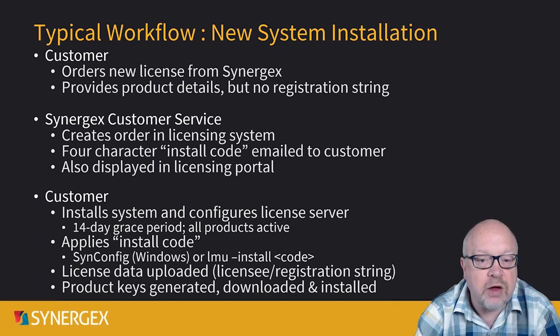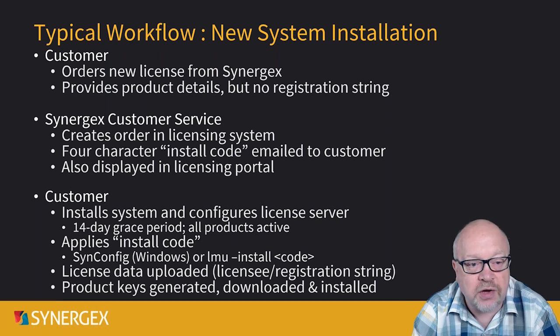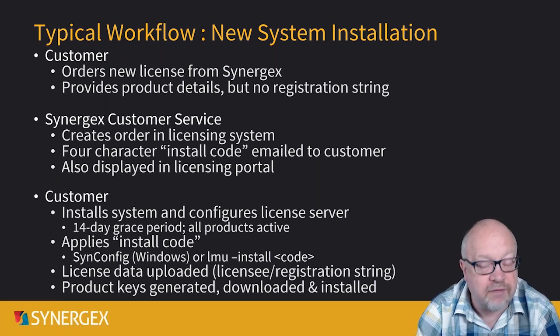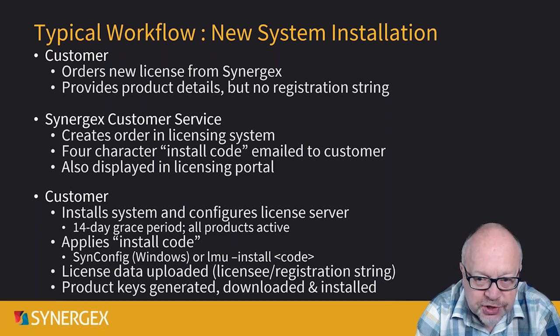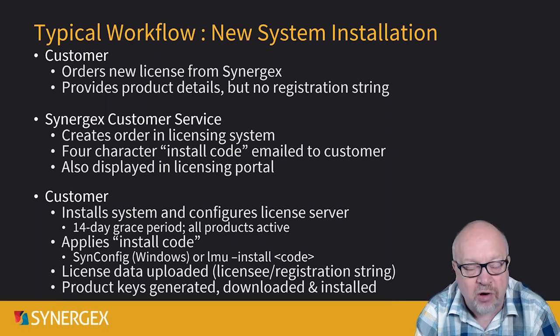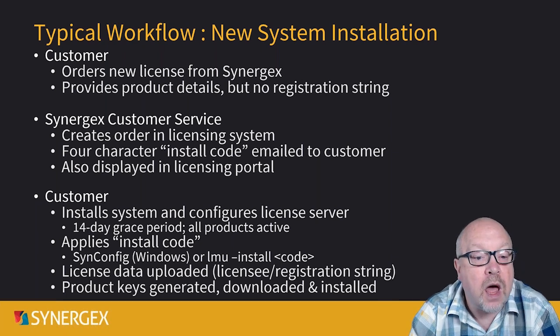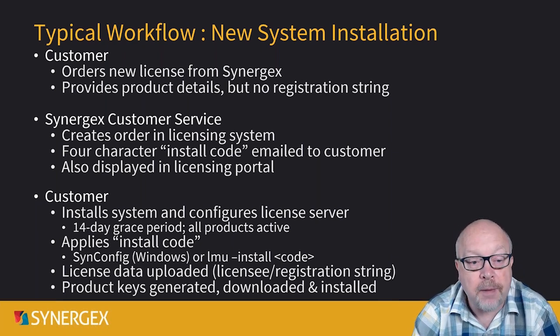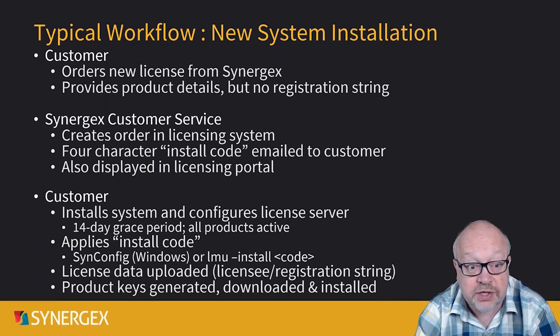So you place that new order with Synergex. You need to provide the information about the product details that you want to order, the different products, how many keys, and so on. But there's no need to provide a registration string to us anymore. That part of the process is automated. What happens when you do that is our customer service team create that order in our licensing system in the Salesforce database, and that information is now available to the license web service.